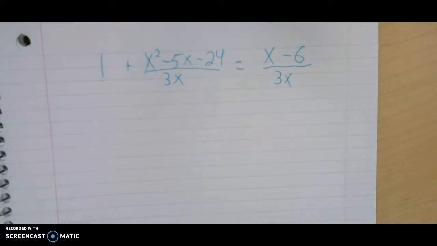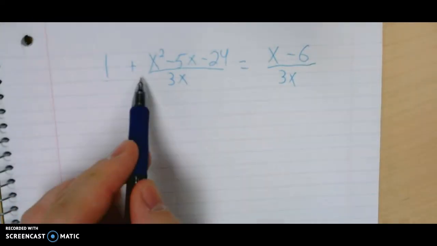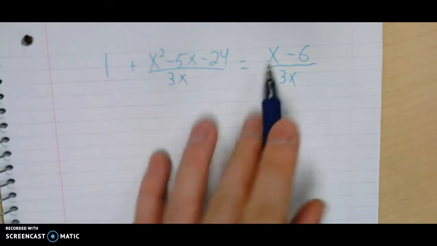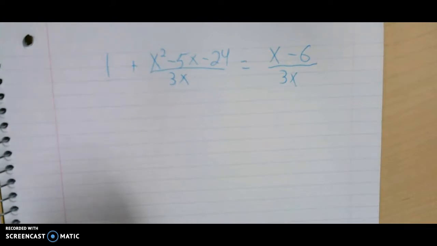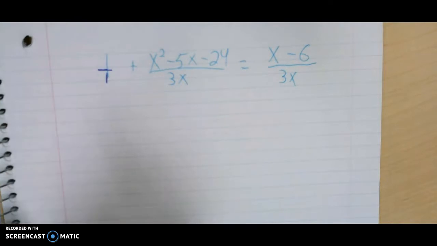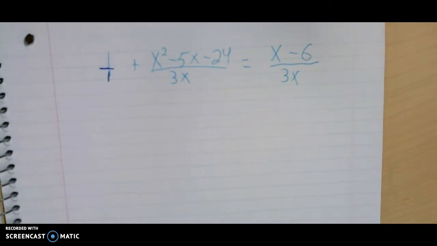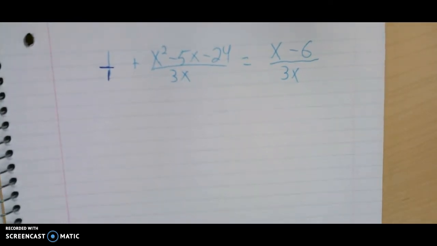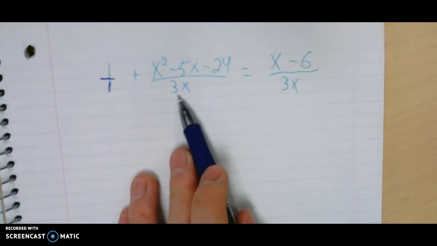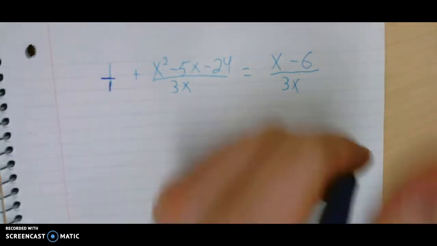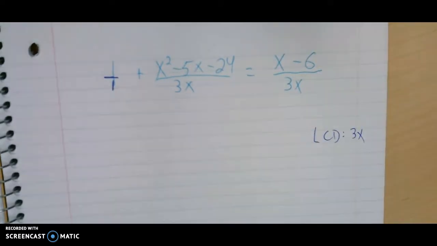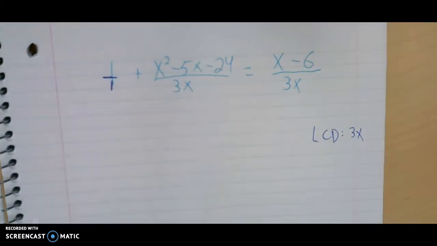Our last and final example will be the following. 1 plus x squared minus 5x minus 24 all over 3x equals x minus 6 all over 3x as well. Just like before, I'm seeing this plain old 1. It doesn't have a denominator, so I'm going to give it a denominator. I'm allowed to throw a 1 underneath anything. Dividing by 1 doesn't change anything. Also, just in looking at this, my denominators here are 3x and 3x, so I can already kind of assume my least common denominator is going to be a 3x. So that makes my job a little bit easier here.